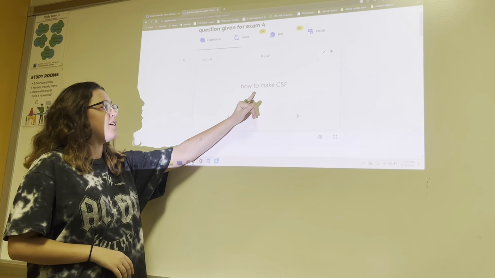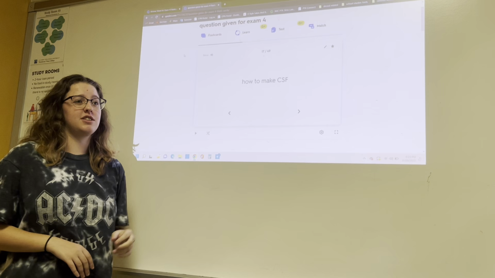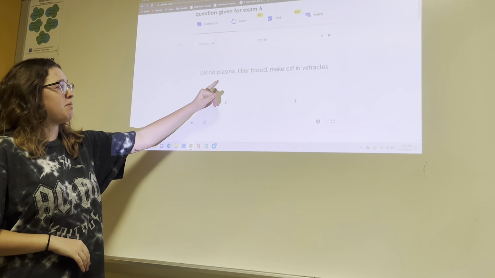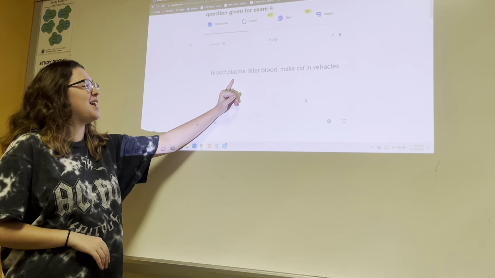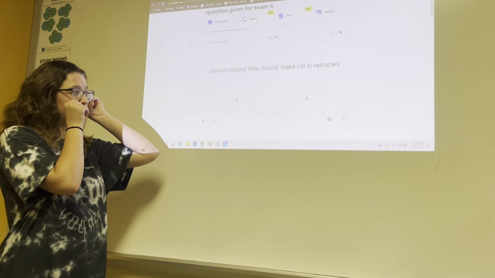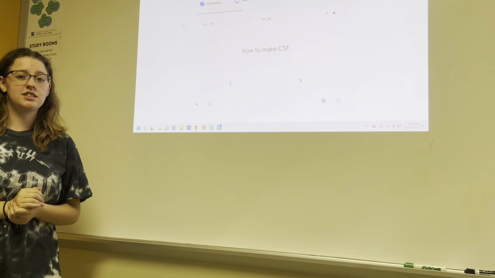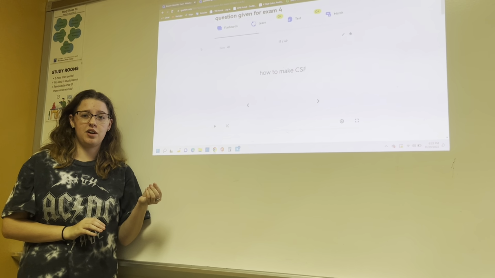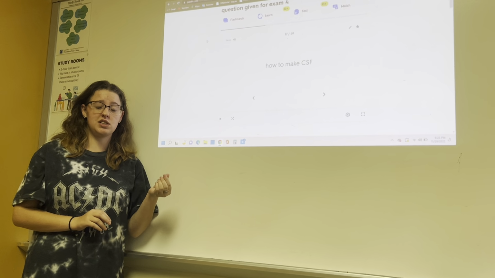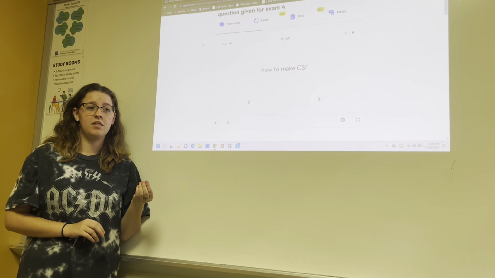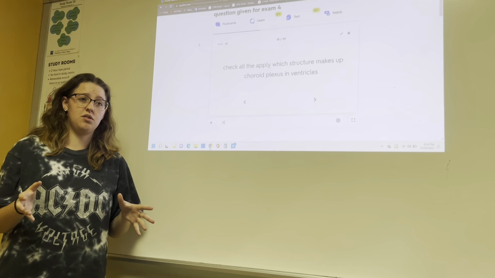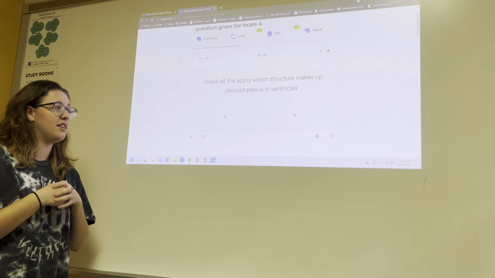Alright, how to make CSF. CSF is made from blood plasma, filtered blood, in the ventricles. So it's going to be watery blood, and it's going to be a clear color and not red. It's a clear, translucent looking liquid, so it doesn't look like traditional blood.